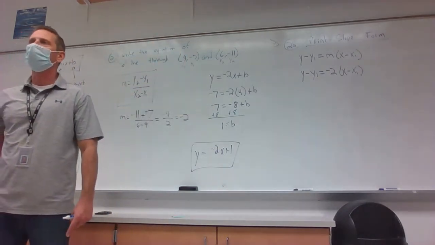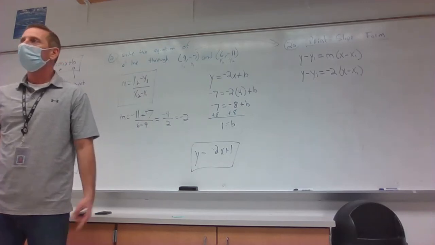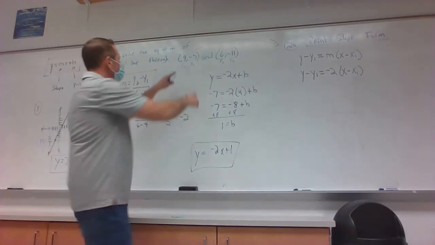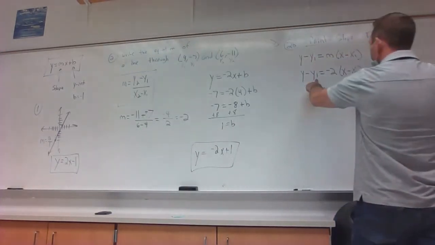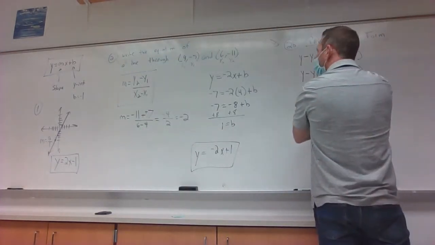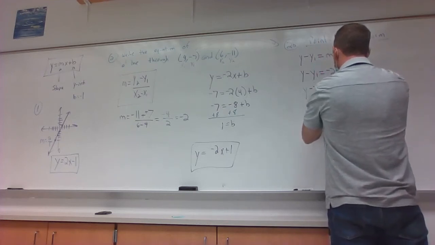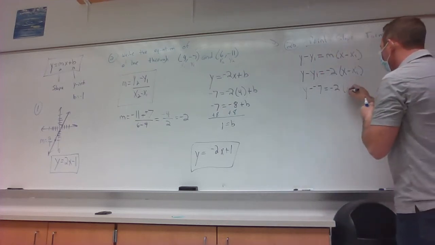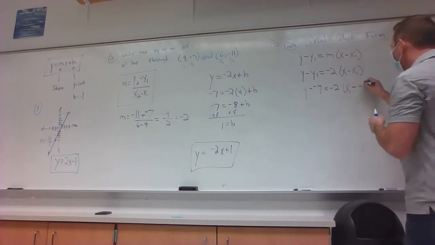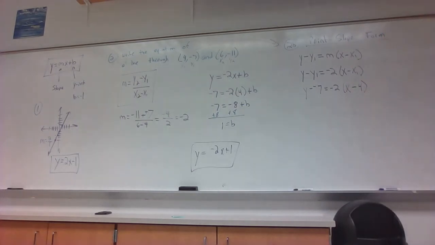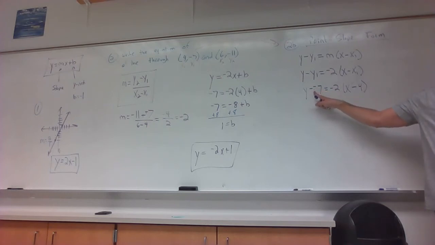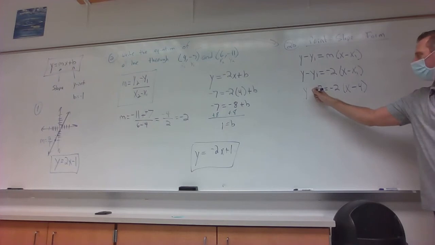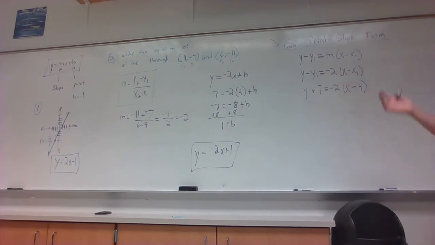There's x1 and y1. What do you want to do with it? Yeah, substitute that stuff in. So if we take x1 and y1 and substitute it in here, we get y minus negative 7 equals negative 2 times x minus 4. What's minus a negative 7? It just becomes plus 7. Now, if I ask you to write an equation in point-slope form, that's it. You just substitute everything in.